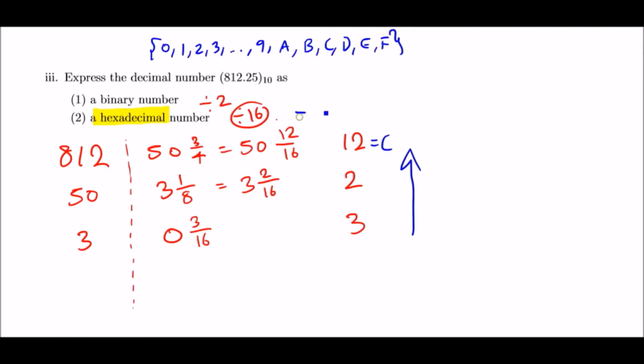So that's the first half of the answer done. So it'll be 3, 2, C, point. Now we need to find the decimal bit, the 0.25. And just like the binary one, you just multiply that by 16. So not bad, not bad. Just practice. So let's put 0.25 times 16.